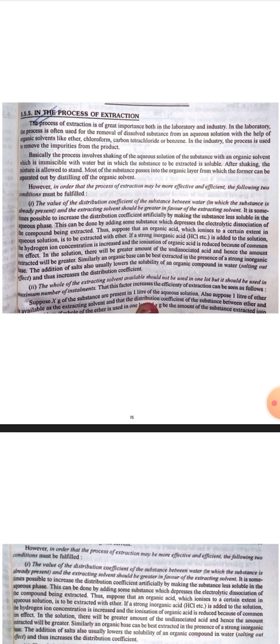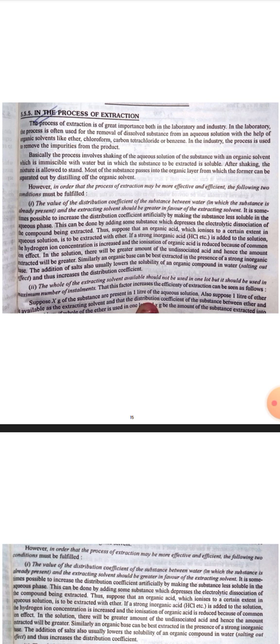The process of extraction is of great importance both in the laboratory and in industry. In the laboratory, the process is often used for the removal of a dissolved substance from an aqueous solution with the help of an organic solvent like ether, chloroform, carbon tetrachloride or benzene. In industry, the process is used to remove impurities from the product. Basically, the process involves shaking the aqueous solution of the substance with an organic solvent which is immiscible with water, but in which the substance is soluble. After shaking, the mixture is allowed to stand.